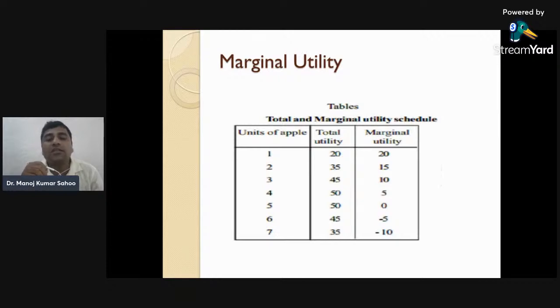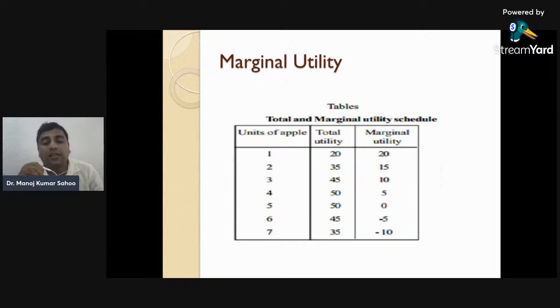So at the initial stage, total utility and marginal utility become the same, 20 and 20. In the second unit, the marginal utility is 15. Similarly, for the third unit, the marginal utility is 10 because 45 minus 35 is equal to 10. Now the fourth unit of apple gives 5 units of marginal utility, because 50 minus 45 is equal to 5.